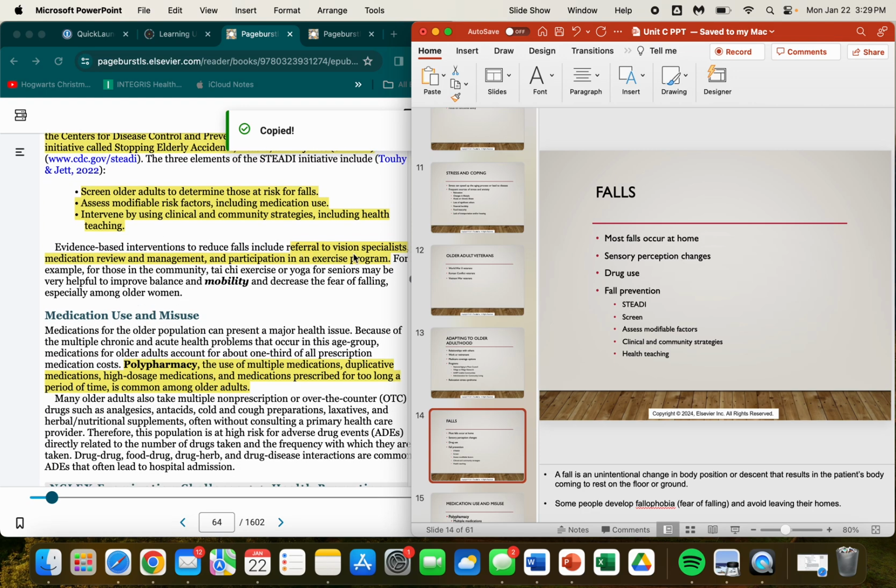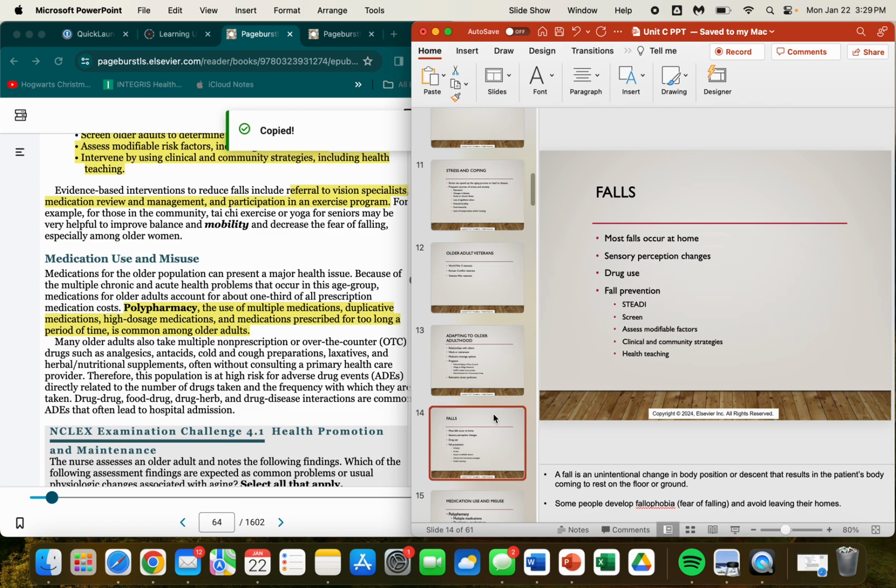And so, we talked a little bit about referring to vision specialists, participating in mobility programs, exercise, medication review and management by the nurse and the physician. All of those things are important.